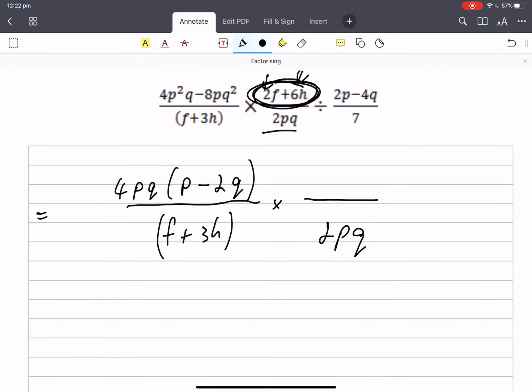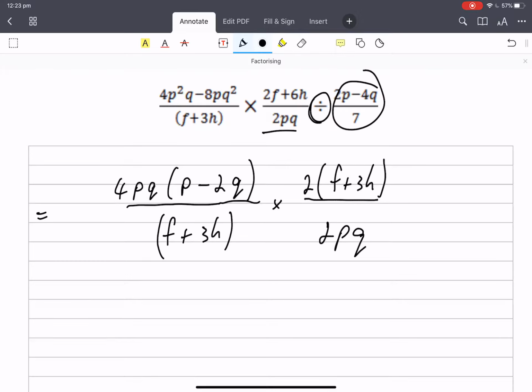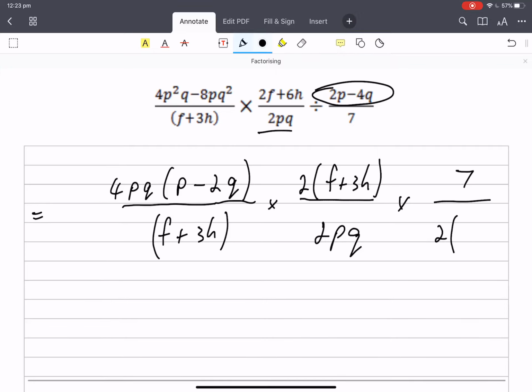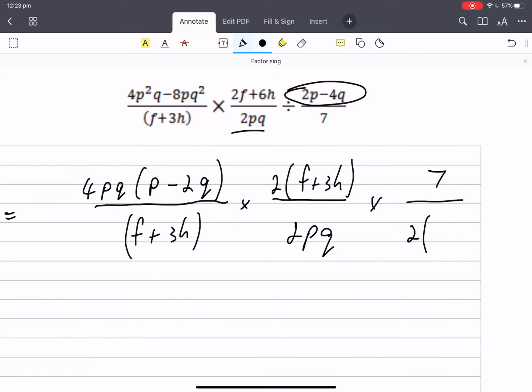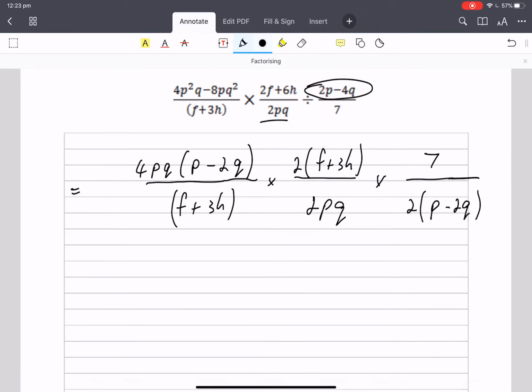Let's come back here. There's a 2 and a 6. So there's a 2 common. F plus 3H. Hey, we don't divide by a fraction, we multiply by its reciprocal. So the 7 comes on top, and when I look at this 2p minus q, I know I've got writing everywhere, 2p minus q, there's a 2 common, p minus 2q. Do you like the look of that? That's a ripper, isn't it?